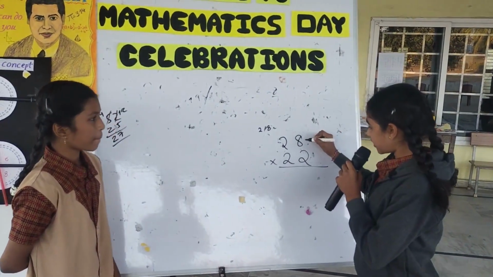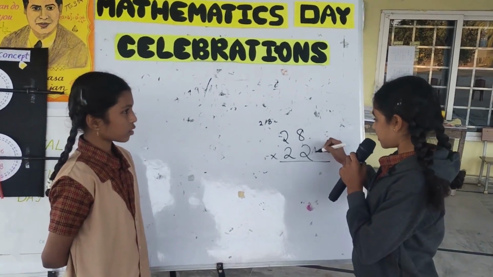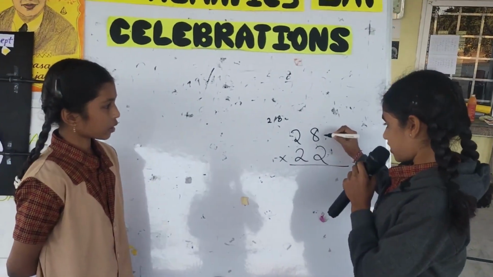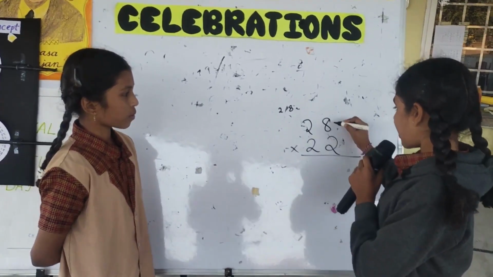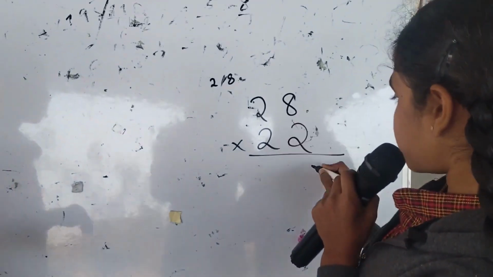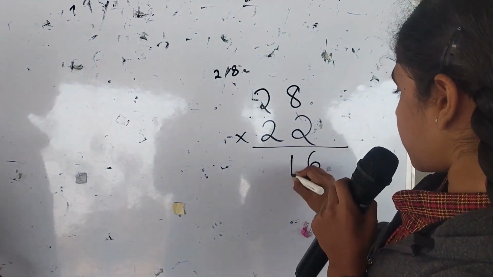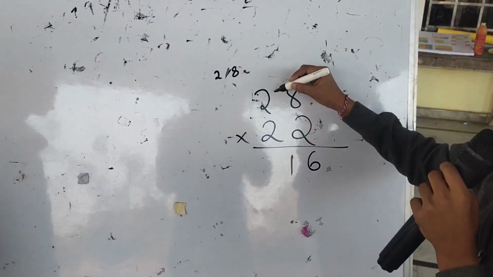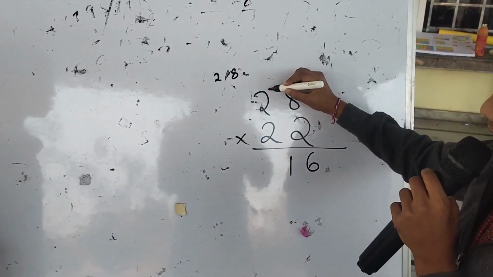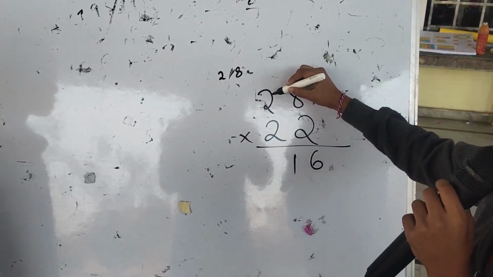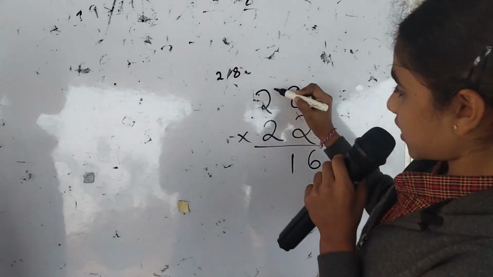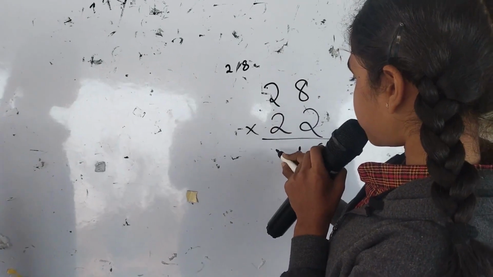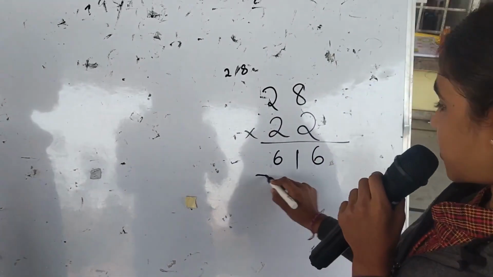Now first check whether the sum of these two numbers is 10. Yes, it is 10. Now multiply these two numbers. 8 2s are 16. Then take the successor of 2 and multiply the number 2 with it. The successor of 2 is 3 and 2 3s is 6. The answer is 616.